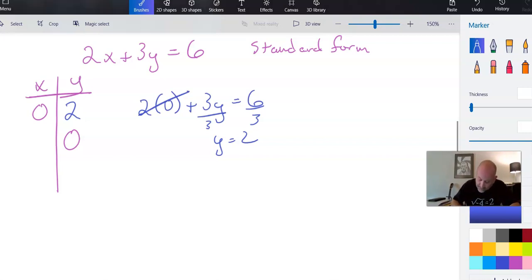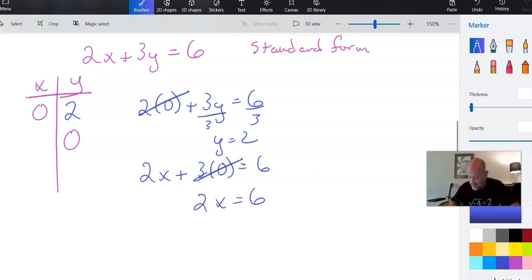Okay, so if I plug in 0 for y, this gives me 2x plus 3 times 0 is equal to 6. And again, 3 times 0 just dies. It's a 0, right? This is why zeros are nice, because they kill people. Multiplicative assassins. Okay, so now all we have is 2x equals 6. And if I divide by 2, I get x is equal to 3. And so I have my other point, right? So now I have 2 points.